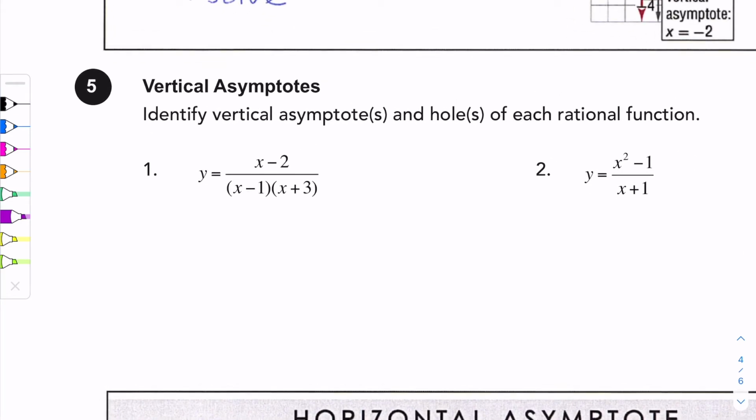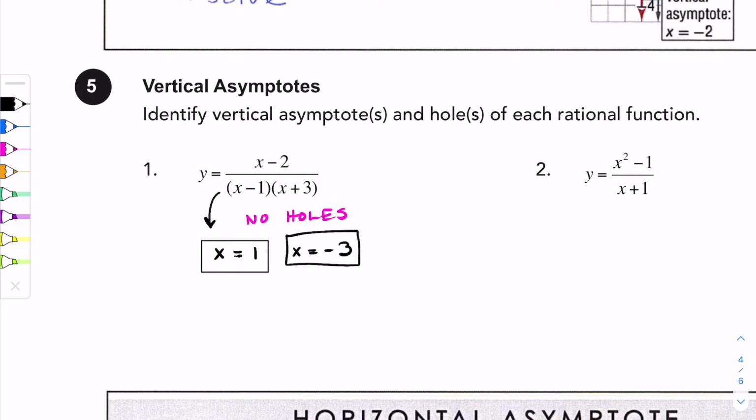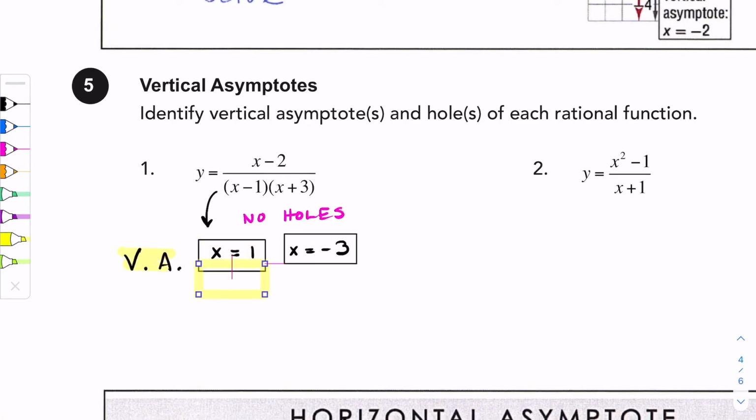Number 1, we don't have any common factors, so we can indicate that there are no holes. And then from there, if we set each denominator factor equal to 0, we have x equals positive 1 and x equals negative 3. These are your asymptotes. So we have two asymptotes here. I'm going to label them VA for vertical asymptote, and the vertical asymptotes are at these two values, x equals 1 and x equals negative 3. Next class, once we start to graph, you will graph a dashed line at each one of those values.